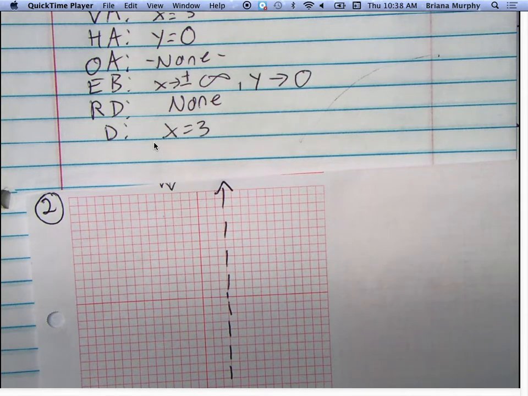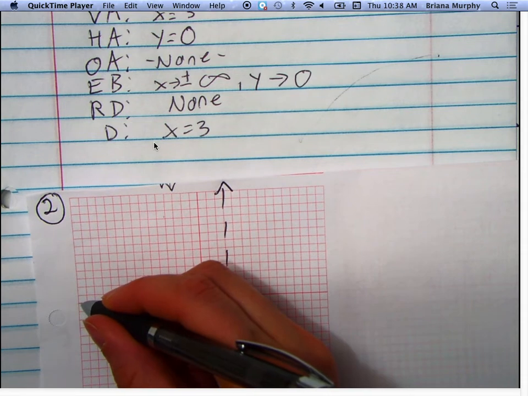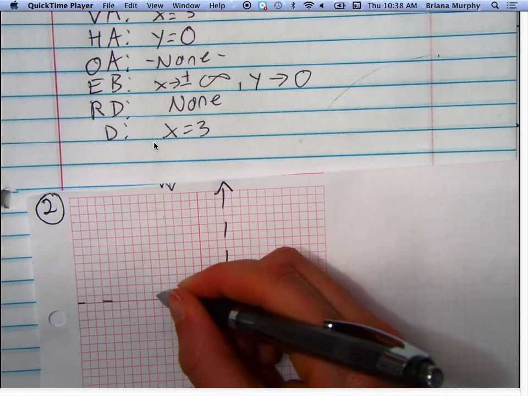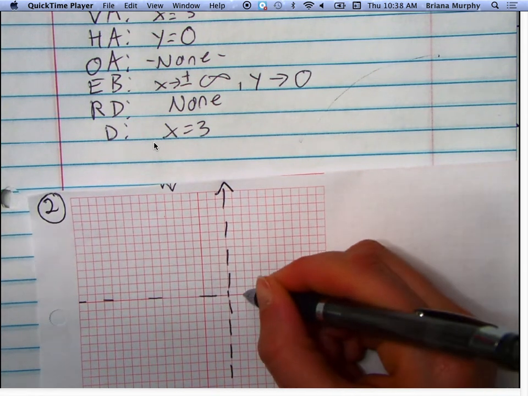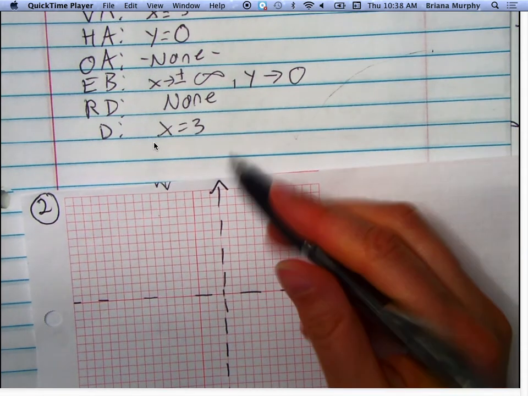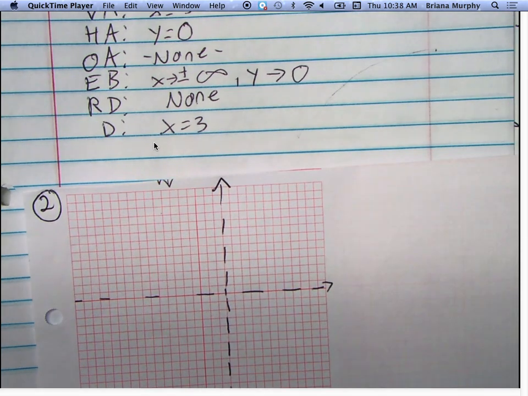All right. Do I have a horizontal asymptote? Y equals 0. So, it says I can't cross 0. Which one? The one that's up and down? The vertical one? 0. Right along the x-axis.